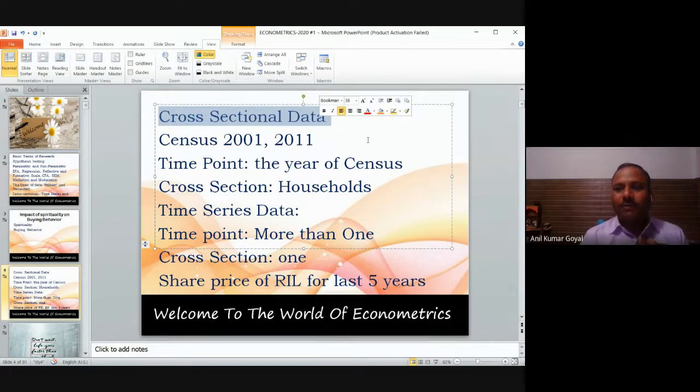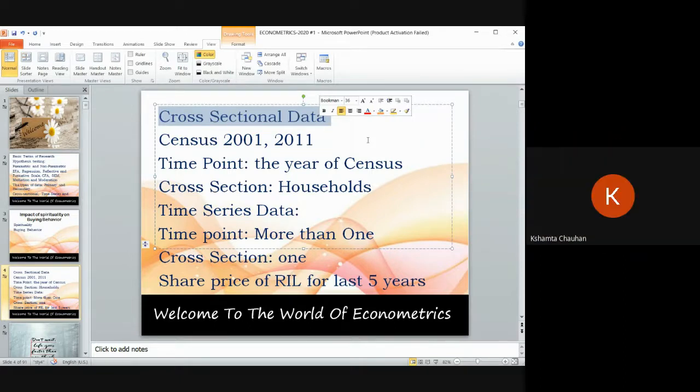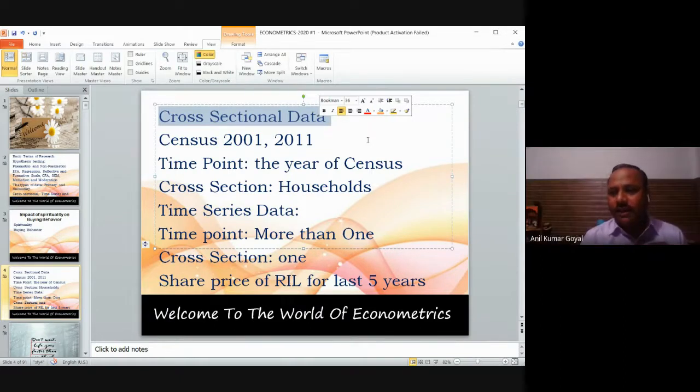So always we work on share price data, and that is adjusted close. We always work on adjusted close, so we take the adjusted close price. And what is the difference between close and adjusted close?